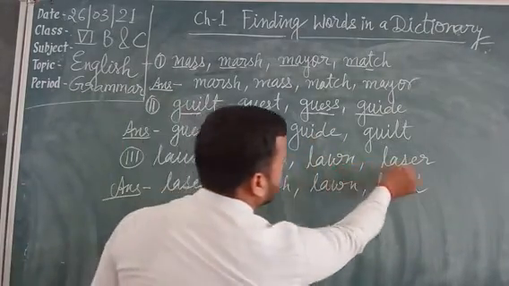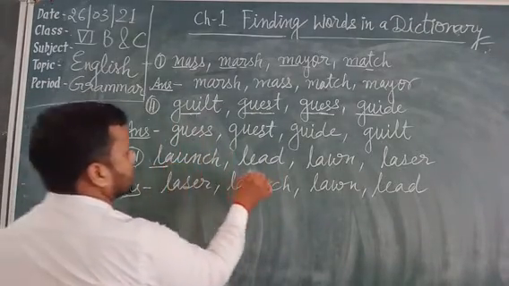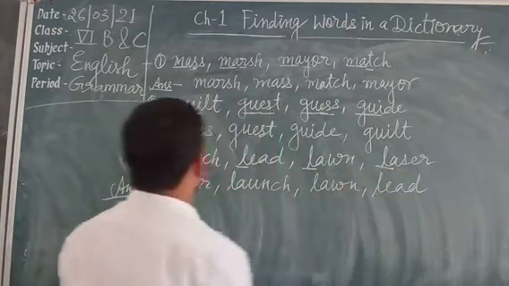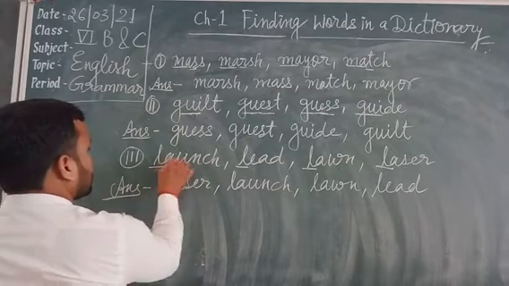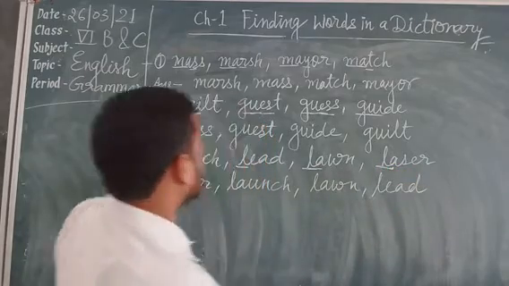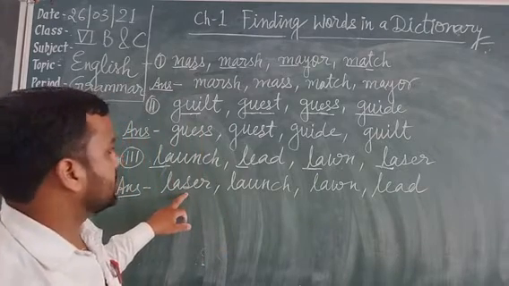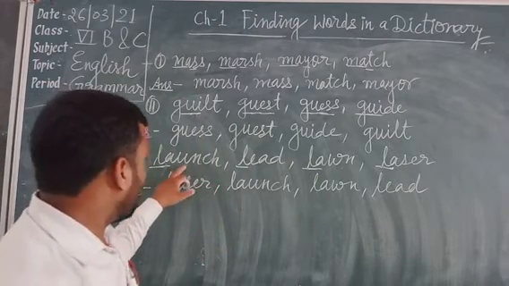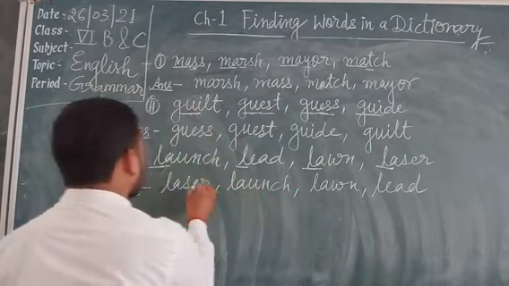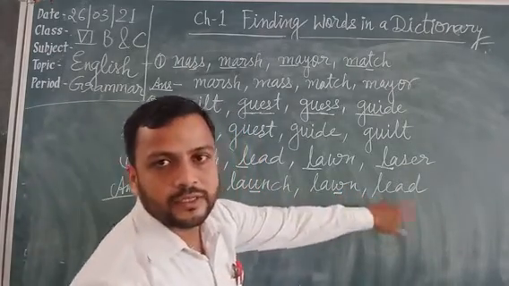Launch, lead, lawn, leisure. So two words are common. Not two words, one letter. L and L. So LA. In three words, LA is common. So it will be arranged: LAS. S comes first, leisure. Then launch, U comes, and after U, W comes. S, U, W, and after that, lead.